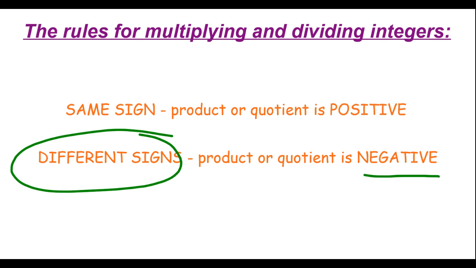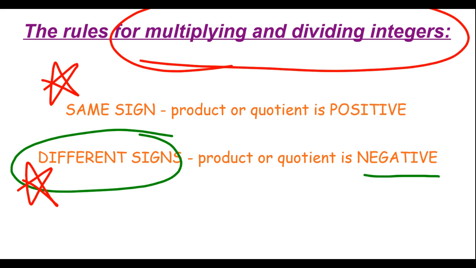That's where you may have heard the expression before, two negatives make a positive. That only works for multiplication and division. So if you haven't already, go ahead, pause the video, write down these two rules for multiplying and dividing integers, and come back when you're ready to do some practice problems.